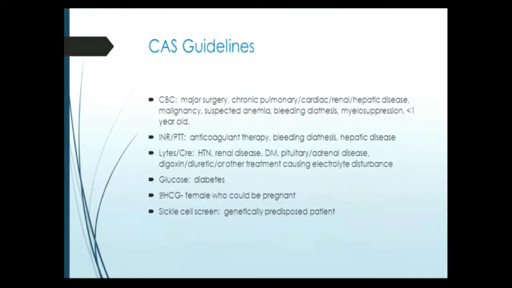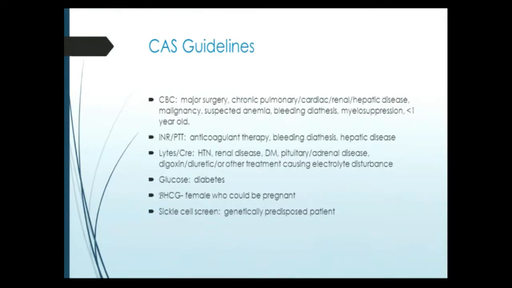Suspected anemia, so again, a history is better than a test. If they're fatigued on exertion, if they look really pale, you might get a CBC. Bleeding diathesis, myelosuppression, and hopefully we're not seeing less than 1-year-olds. INR, PTT, again, kind of makes sense. Anticoagulant therapy, bleeding diathesis. The one area that there's a little bit of difference is the electrolytes and creatinine.